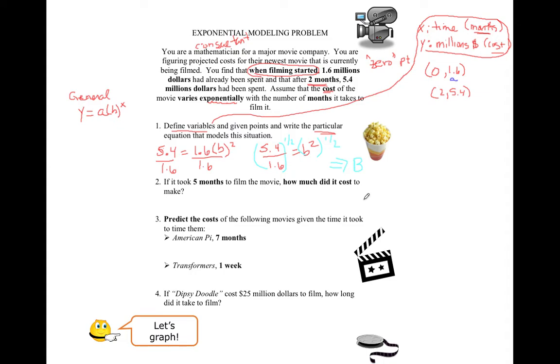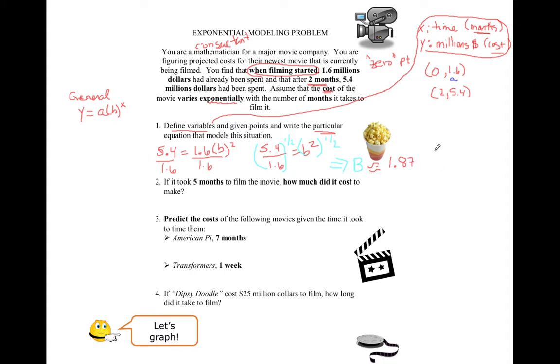Okay, so get your calculator out. On your home screen, type parentheses 5.4 divided by 1.6, close the parentheses, and raise that to the 1/2 or 0.5 power, and store that in alpha b. Of course you can store it in alpha A if you want. I just thought it was cute to store it in alpha B for the base. So my B value is approximately 1.87. Again, give me 2 or 3 places past the decimal.